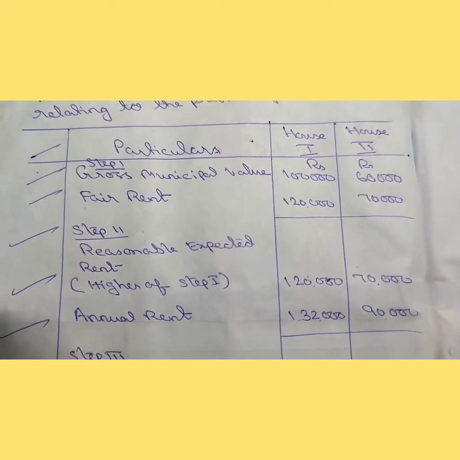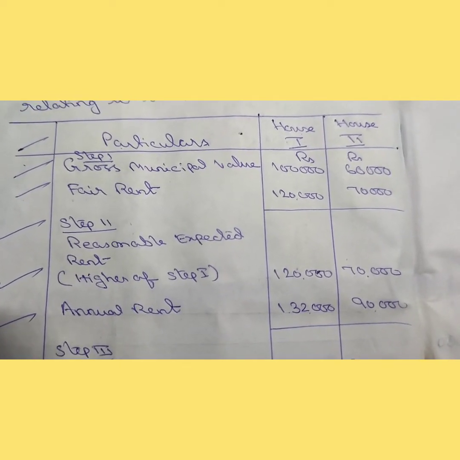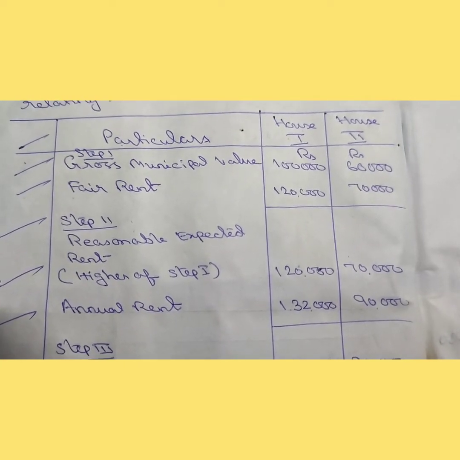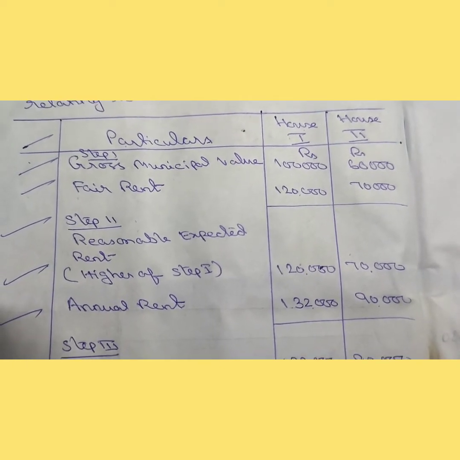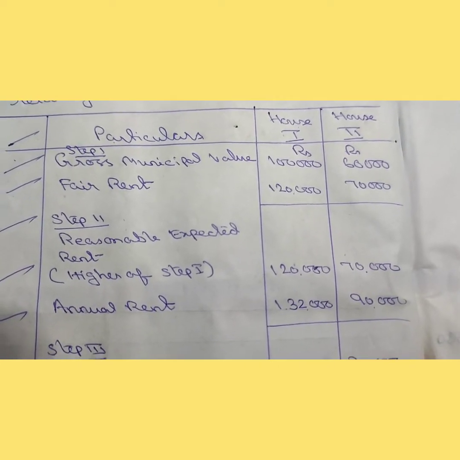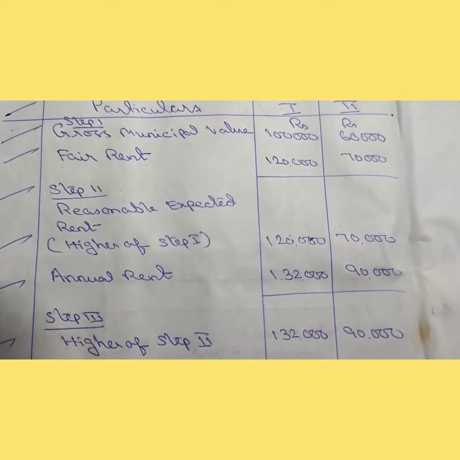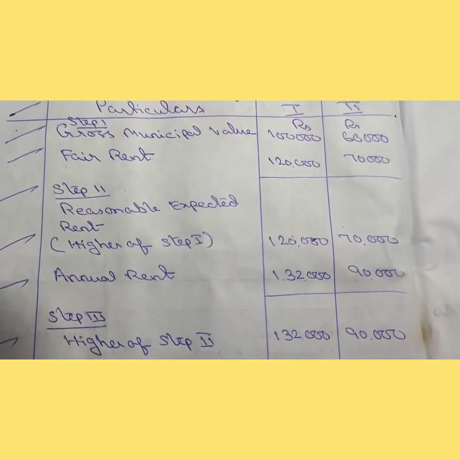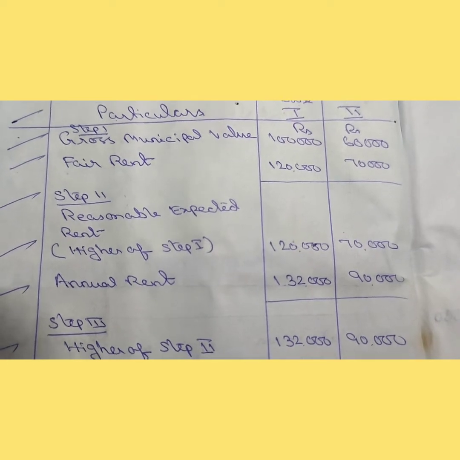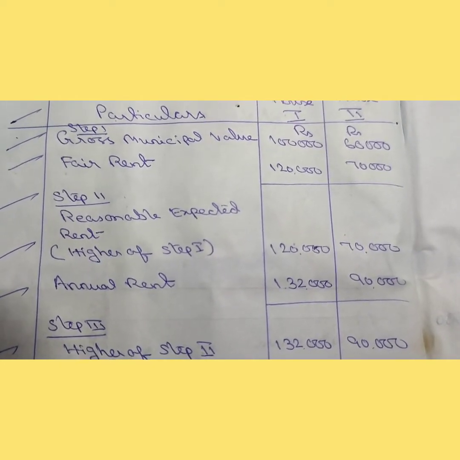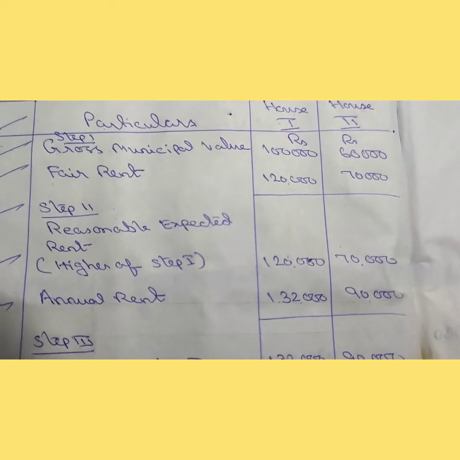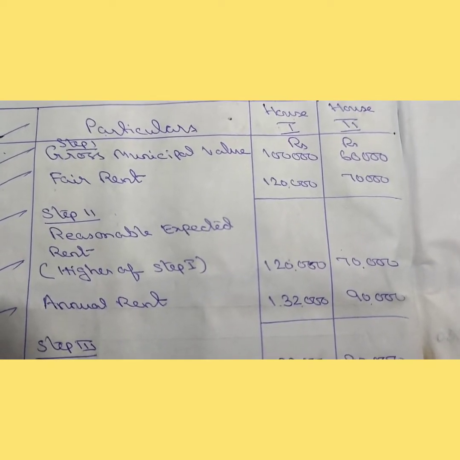Now, how do we have to calculate? There are three steps for calculation of annual value. In the first step, gross municipal value is given for house 1 and house 2, and fair rent, that is 1,20,000 for house 1 and 70,000 for house 2. Now we come to step 2. In step 2, first we have to calculate reasonable expected rent, and what is that? That is the higher of step 1. If there is standard rent, then the method is another, but here standard rent is not given. So, we have to take the higher of gross municipal value and fair rent.